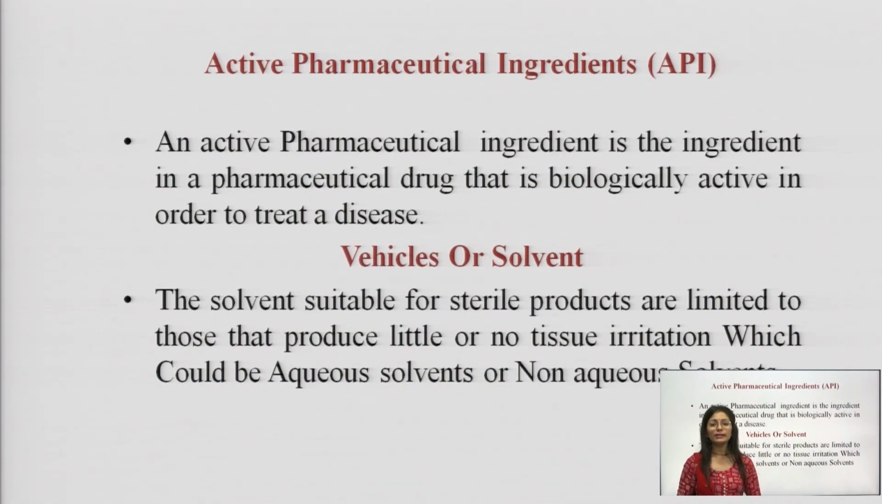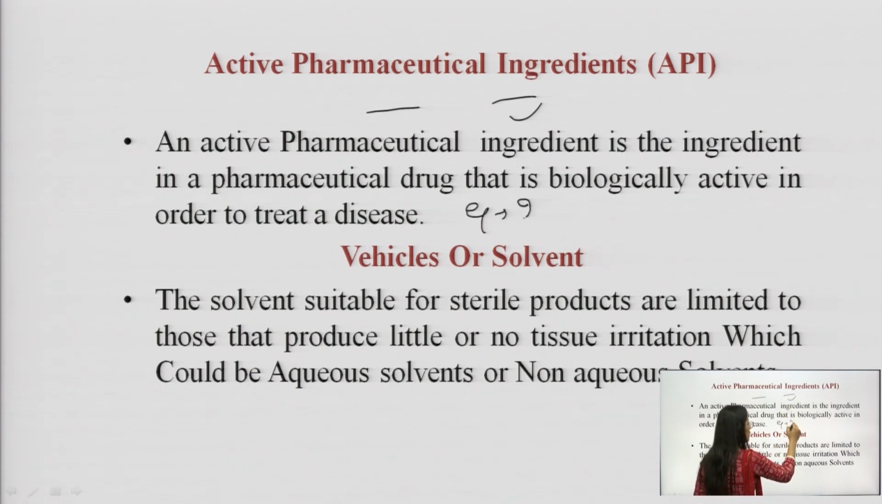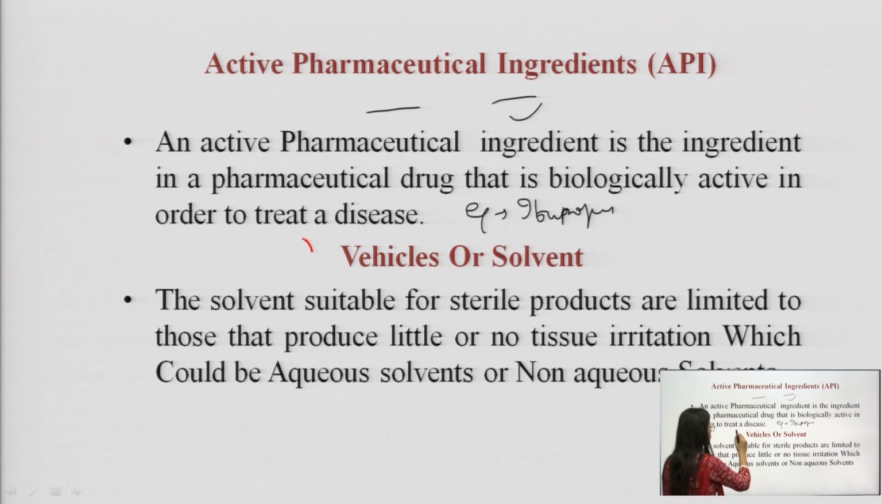Number one, let's talk about what is active pharmaceutical ingredient. An active pharmaceutical ingredient is an ingredient in a pharmaceutical drug that is biologically active in order to treat a disease. If we have a tablet with ibuprofen or paracetamol, or any medication or drug, that is considered the active pharmaceutical ingredient. Due to this active pharmaceutical ingredient, that drug is potent and is used to treat a disease. For example, an ibuprofen tablet. So this is what your basic active pharmaceutical ingredient is.